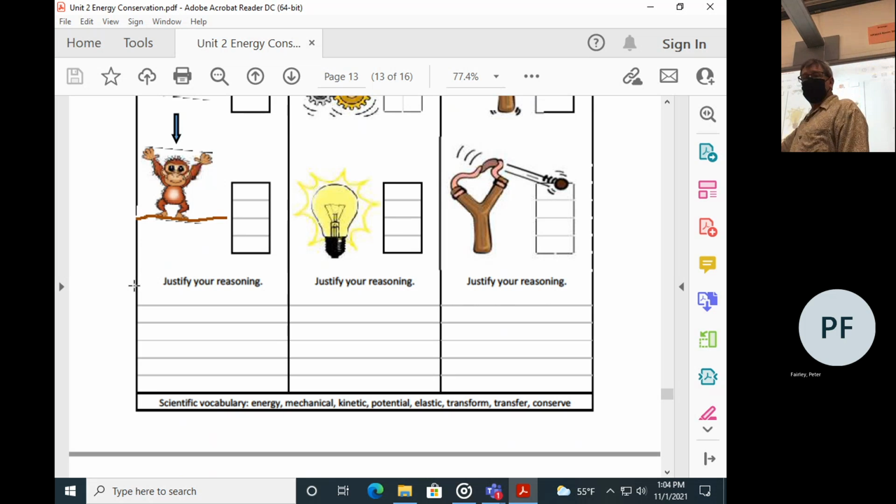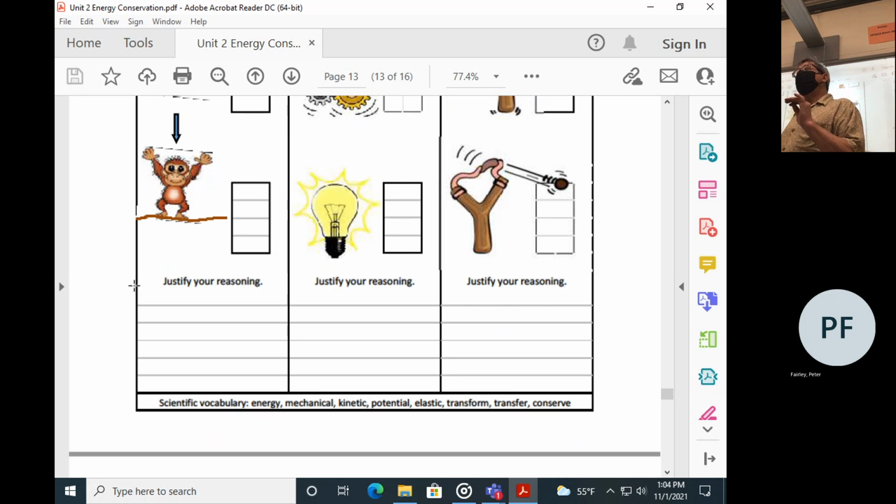Down here where it says justify your reasoning. So what I mean by that is I want you to explain what you've done. And I will give you a hint. Do you think it would be a good idea to use the law of conservation of energy in your explanation?